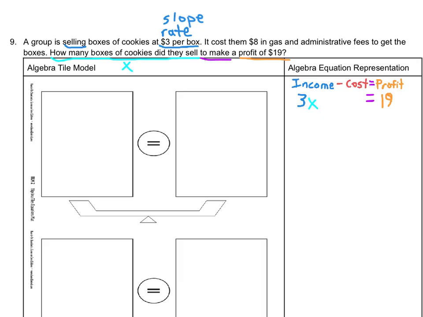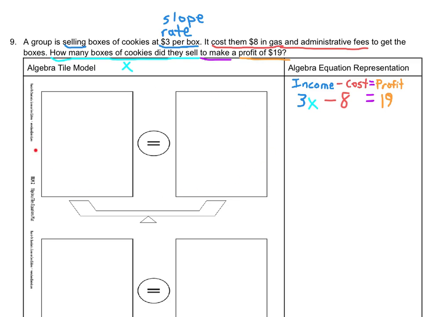What was our cost? It says that it cost us $8 in gas and administrative fees. So that's a cost. That's something you have to pay. That's why we're going to subtract that off from our income. So 3 times the number of boxes I sold, take away the $8 I had to pay, gave me this total profit of $19. That's how much money I left over after I paid my costs. So we have 3x minus 8 equals 19.